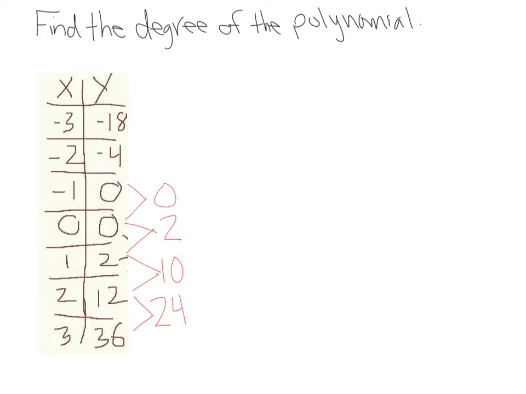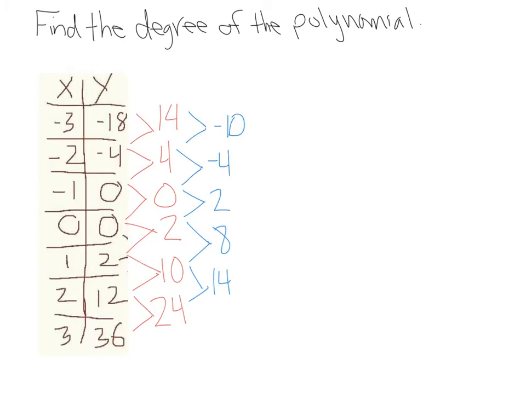And we continue on. Right, and so we can tell we do not have a degree 1 here because we didn't end up with the same number. So we're going to continue, branching out again. 24 minus 10 is 14. 10 minus 2 is 8. 2 minus 0 is 2. We're going to continue on with this. Okay, and we can tell here we do not have a degree 2 because we still don't have the same number. So we're going to continue on again.